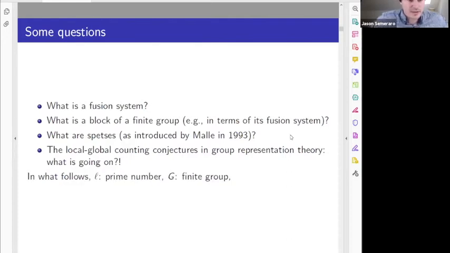So that's to set the scene in terms of what I'd like to talk about in the next hour or so. What will not change throughout the talk is that L will always be a prime number. I'm going to use L where Radha used P, for example, and G will always for me be a finite group.